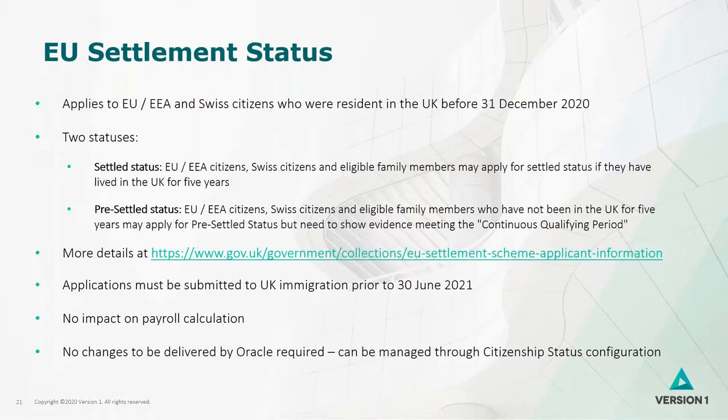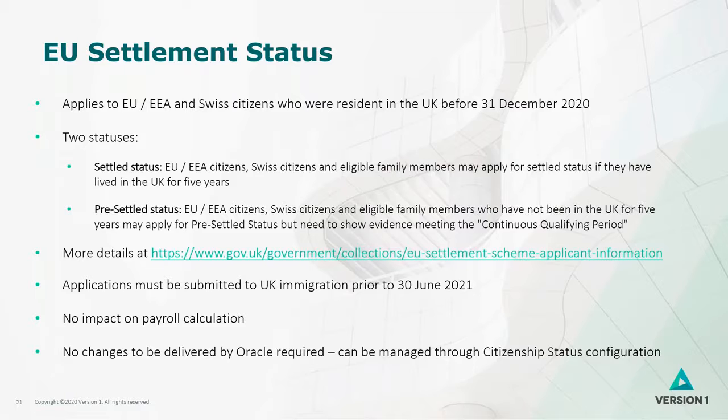So EU settlement status applies to European Union or European Economic Area and Swiss citizens who were resident in the UK before the 31st of December 2020. By and large, it basically means that they can continue with the rights that they enjoyed up until that point. It breaks down into two different statuses. There's what's called settled status, which applies for anyone who has lived in the UK for at least 5 years. And then there is what's called pre-settled status for those who have not been in the UK for that period.